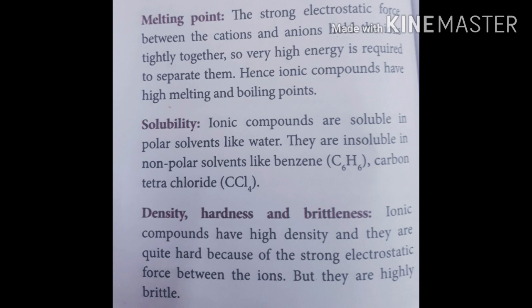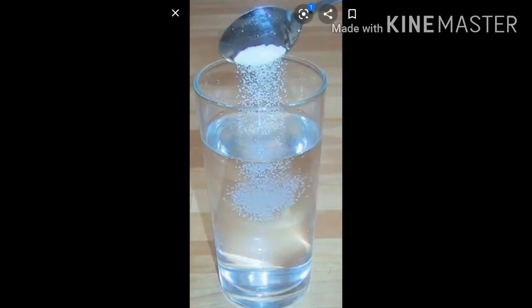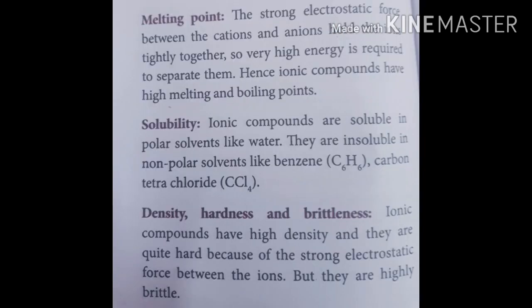Okay. Next one is solubility. Ionic compounds are soluble in polar solvents. We have seen it in our home itself: table salt dissolves in water. Ionic compounds are soluble in water and do not dissolve in non-polar solvents. A solvent is something which dissolves a substance. There are some solvents in chemistry, like benzene and carbon tetrachloride, that dissolve substances like fat and other chemical substances. Ionic substances do not dissolve in this kind of solvent. They dissolve only in water.